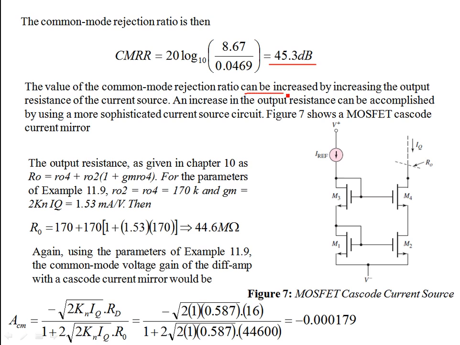Now the common mode rejection ratio can be increased by increasing the output resistance of the current source. An increase in the output resistance can be accomplished by a more sophisticated current source circuit. Figure 7 shows the MOSFET cascode current mirror.